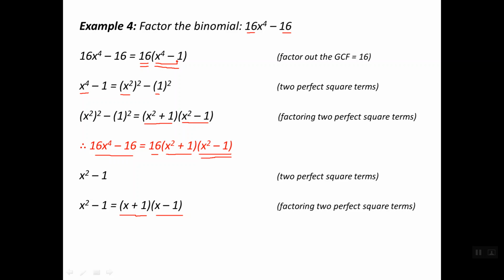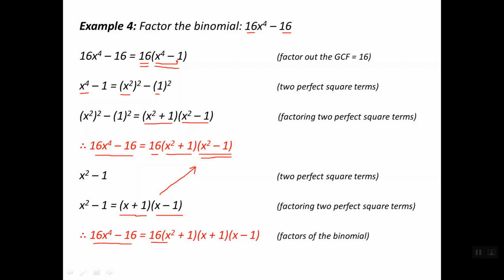So we replace the x squared minus 1 in the original procedure here. So what we have here, the binomial becomes 16 multiplied by x squared plus 1 and multiplied by the two new factors, which are x plus 1 multiplied by x minus 1. So in this case, we have four factors for this binomial.